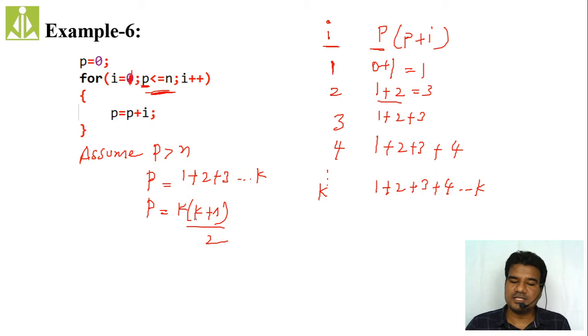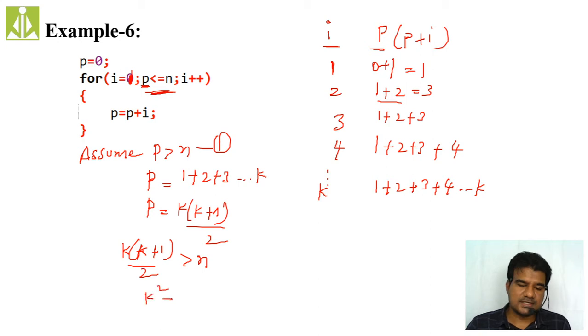So substitute this in equation 1. K into K plus 1 divided by 2 is greater than N. Then only my loop will break. So elaborate this one: K square plus K divided by 2 equals N. We got it like this. K square plus K divided by 2 equals N.